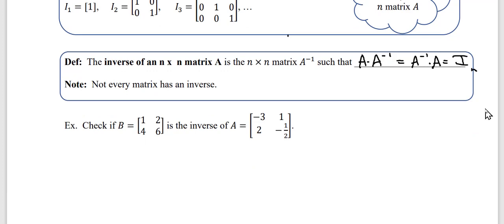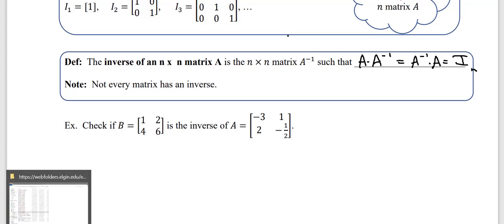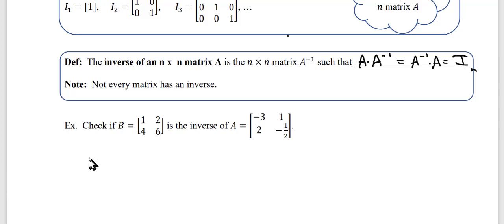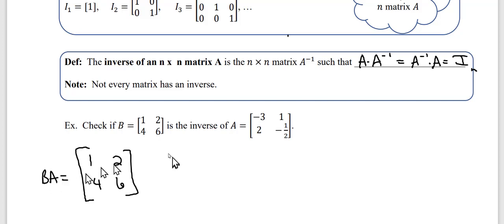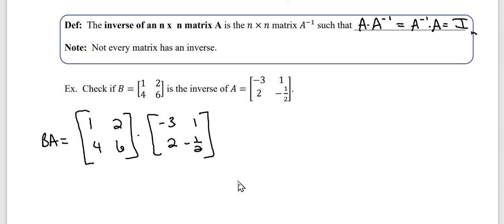The way we check to see if two matrices are indeed inverses of one another is we multiply them and see if we get the identity. We have to do it both ways. Let's multiply these. So we're going to do B times A first. Well, first of all, we can multiply them because they're both 2 by 2. We will get a 2 by 2 matrix.